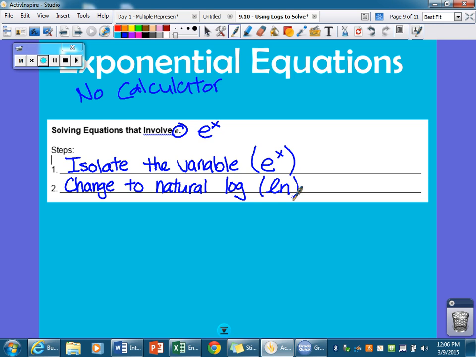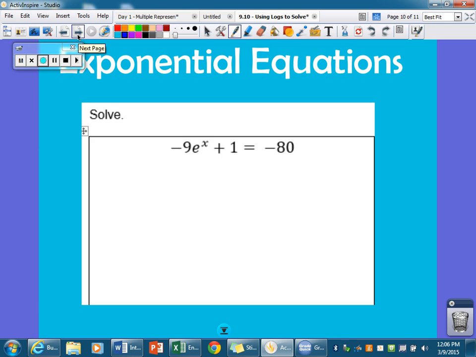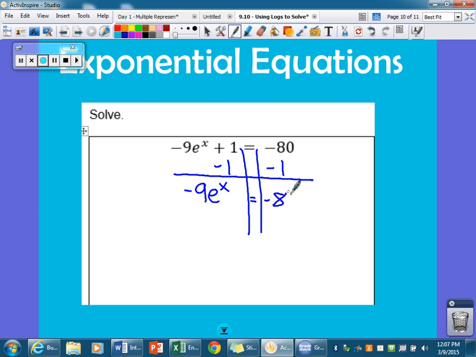So let's take a look at one example. Here's our first example: negative 9 e to the x plus 1 equals negative 80. First step, I teach a lot of Algebra 1, so I like to build the wall, and then move things over. We're going to subtract 1 from both sides first. Negative 9 e to the x equals negative 81. I still have this negative 9 with the e to the x, because I'm isolating e to the x. So divide by negative 9, divide by negative 9. I have e to the x equals negative 81 divided by negative 9, which is 9.